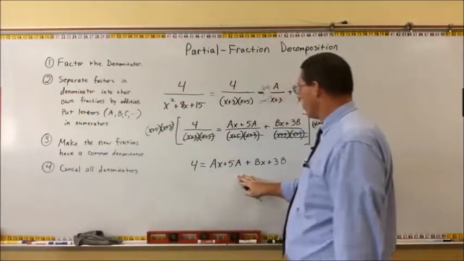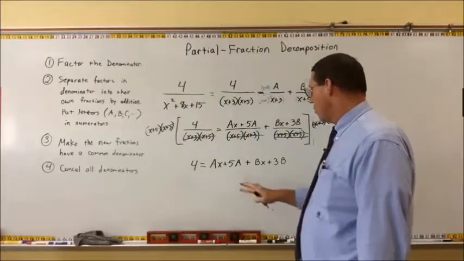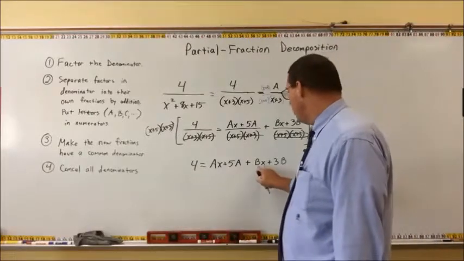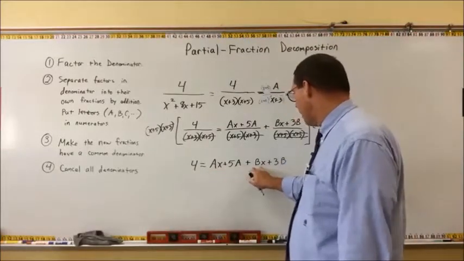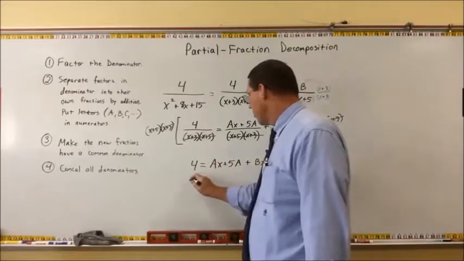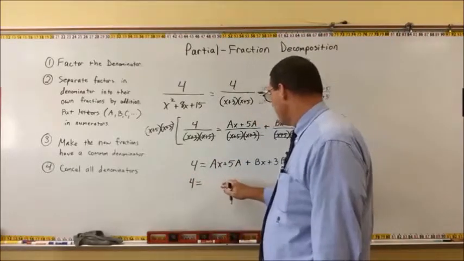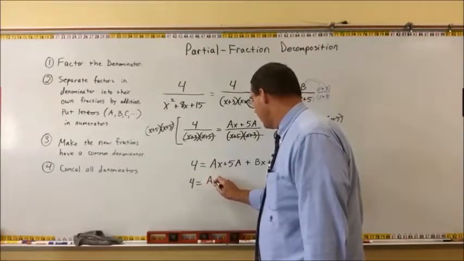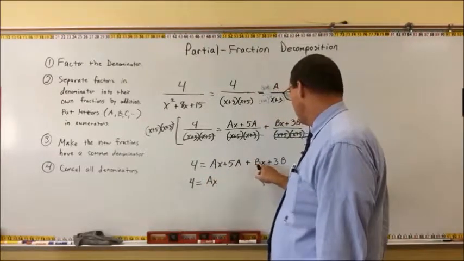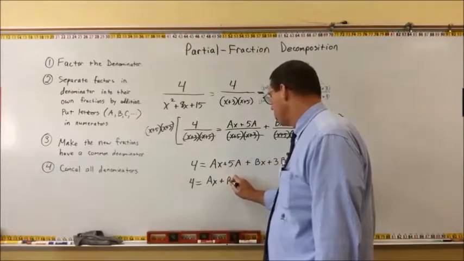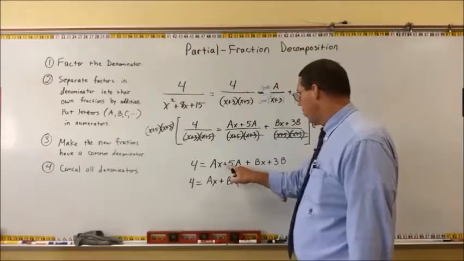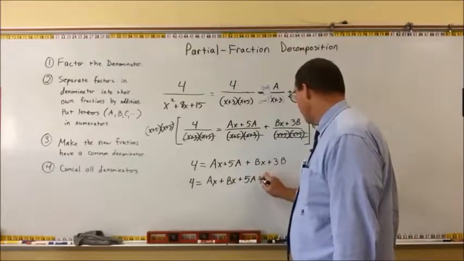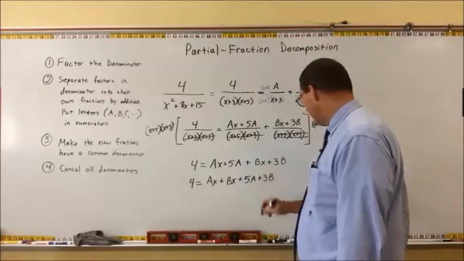Now, here's what we're going to do next. I know this looks like a mess, but it's okay. Just follow along. We're going to put the AX and the BX together. All we're doing is rearranging this. We still have 4 equals. So we're going to have AX, and I'm going to bring over the BX, plus BX. I'm just reorganizing. Now plus 5A plus 3B. Okay?